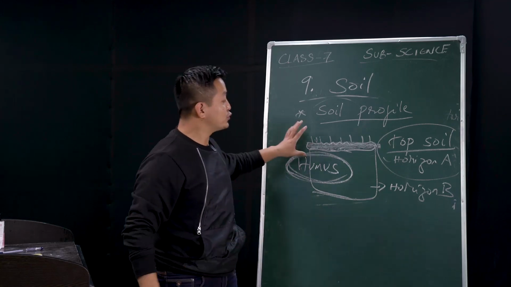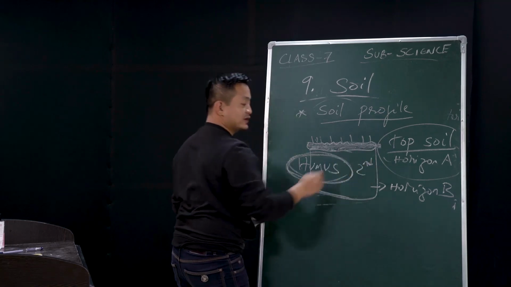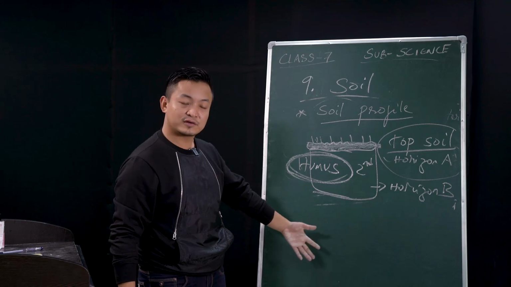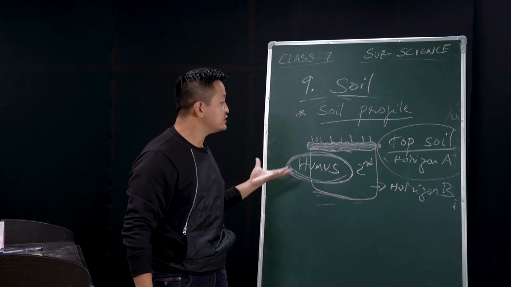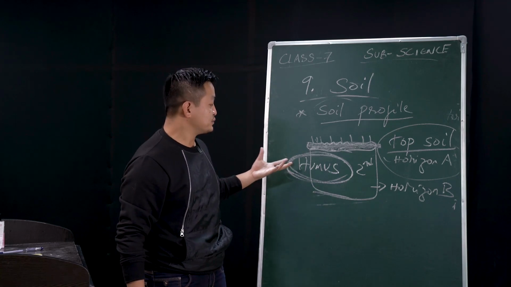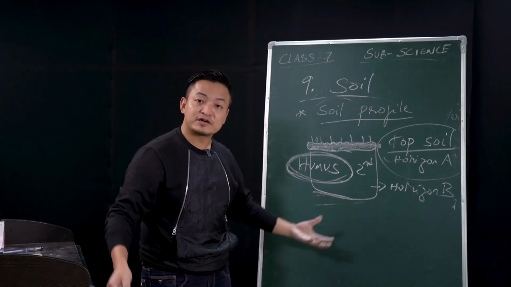Okay? We have covered the first layer of soil. This is the second layer of the soil. The first layer is topsoil, where all the plants are grown. Clear? This soil is very rich in nutrients, and in this soil we will find humus, and we'll find many microorganisms. Clear?